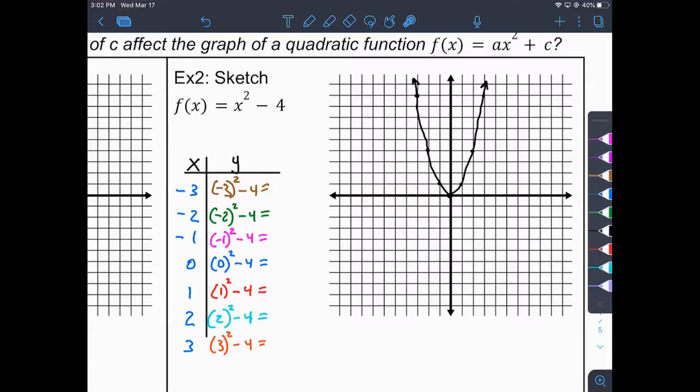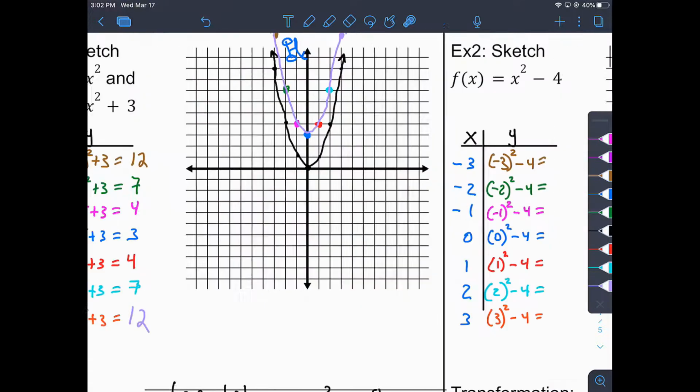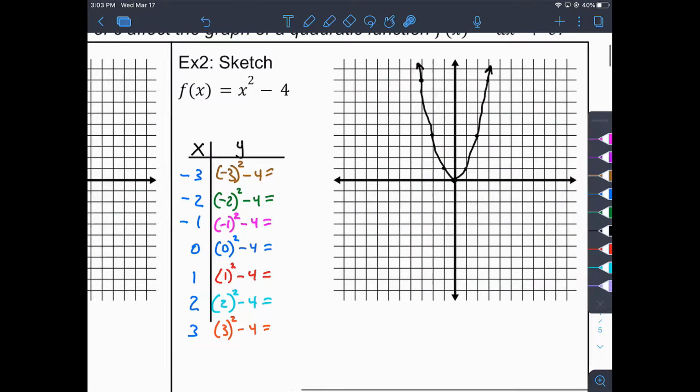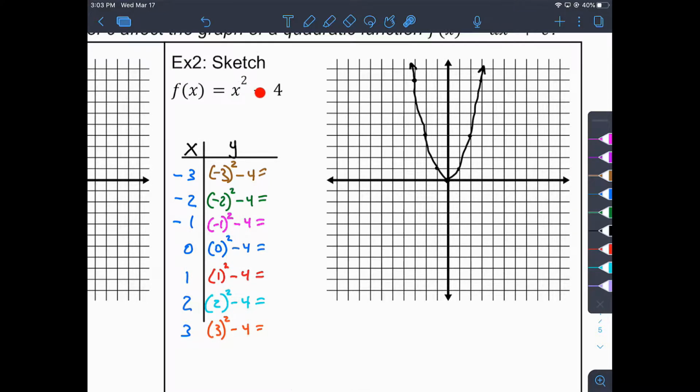I bet you could have an estimate, a guess as to what would happen based on what happened here when it was x squared +3, and it shifted up 3. What do you suppose would happen if it was x squared minus 4? Well, let's do the math and plot the points again. So here we go. We're going to go -3 squared minus 4. Well, -3 squared is a +9, and with minus 4, that gives us 5.